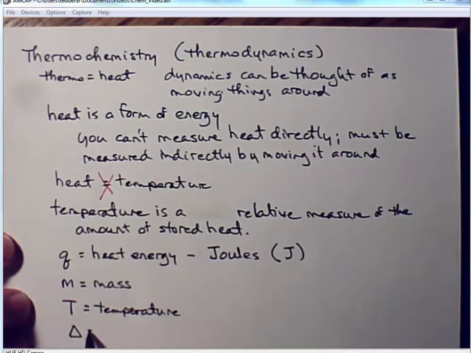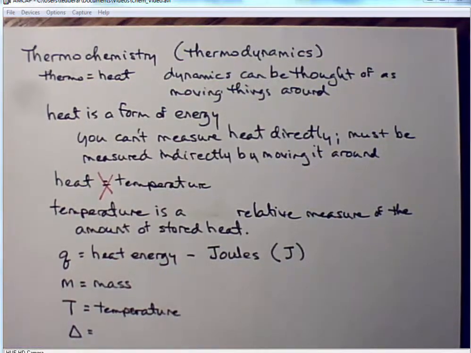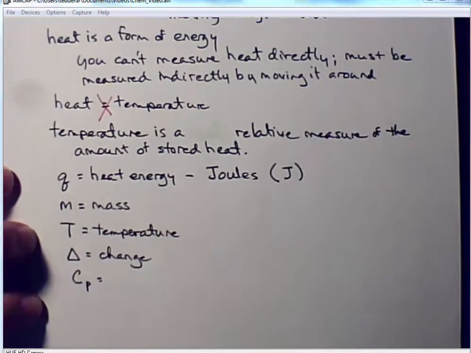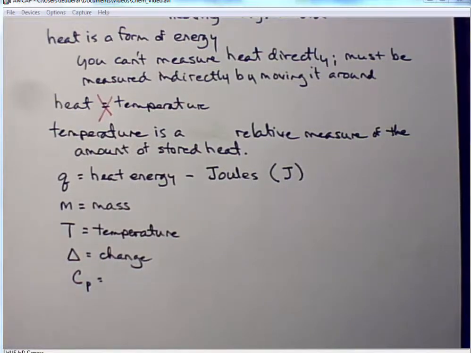Delta. I know that looks like a triangle, but that's the Greek letter delta. Okay? And it means change. All right? And then a capital C. Now, capital C is the symbol we use for heat capacity. Capacity of heat, C. Okay?